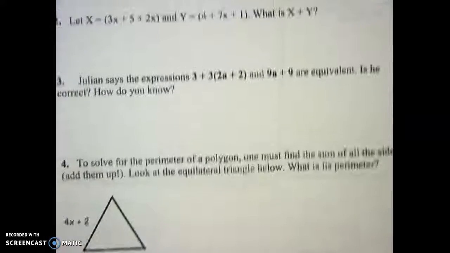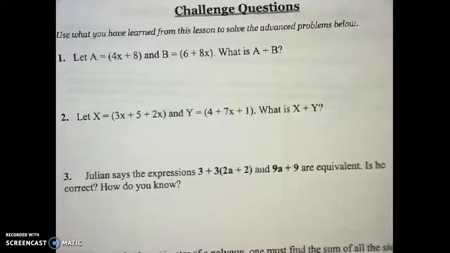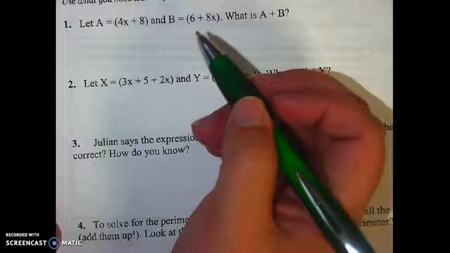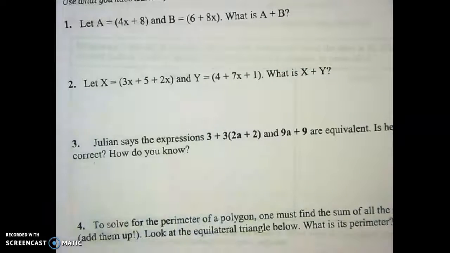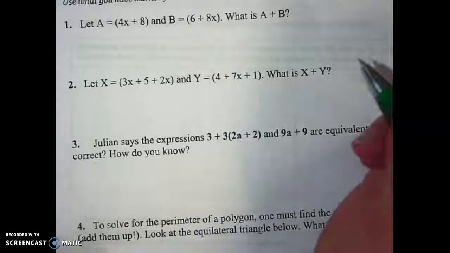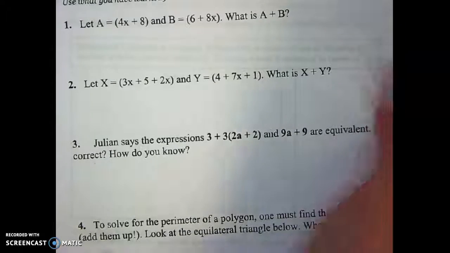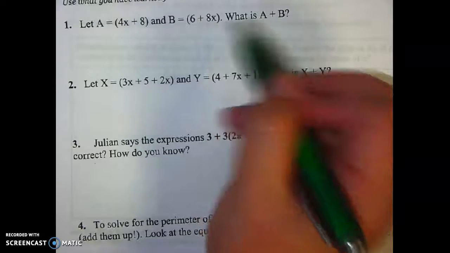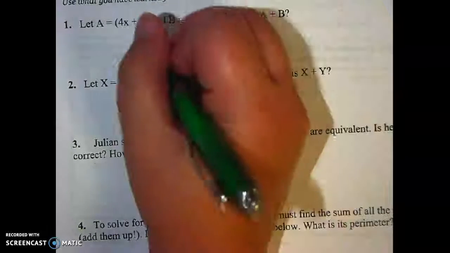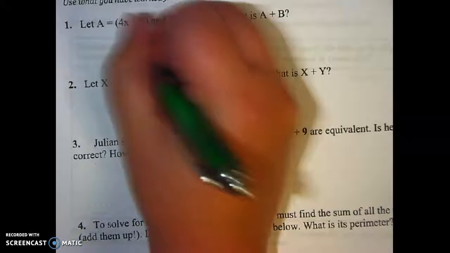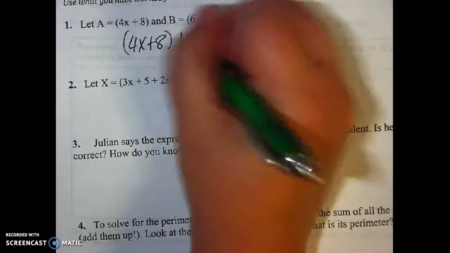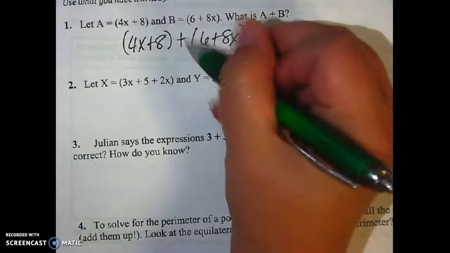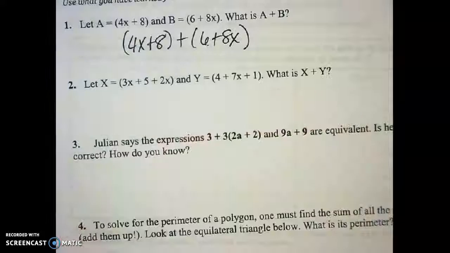Challenge questions. Use what you have learned from this lesson to solve the advanced problems below. This is what we learned yesterday in class with the journal notes. We're adding linear expressions. So if a equals 4x plus 8 and b equals 6 plus 8x, what is a plus b? A is 4x plus 8 plus b is 6 plus 8x. So remember, when we're adding, nothing changes in the second expression.